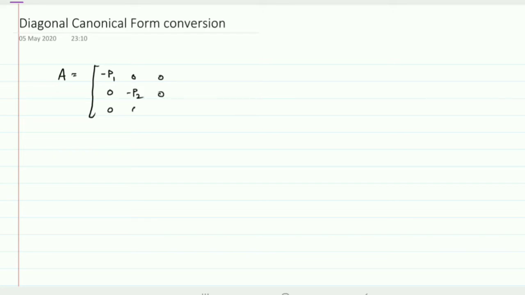Like this. If there are three poles like P1, P2 and P3, the A matrix of your state space equation in diagonal canonical form is represented like that, where the poles of the system are equal to minus P1, minus P2, minus P3. A similar representation applies when we have a repeated pole, a multiple pole with the same value. Then this form is represented by a Jordan canonical form, where the diagonal elements are still the poles, but the only thing that will change are these values.